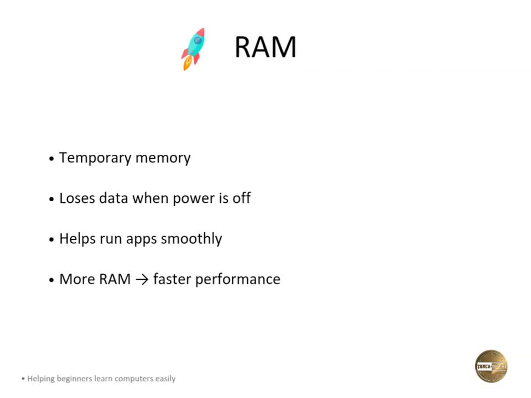Now, RAM means random access memory. RAM is temporary. Computer off madidre data all clear. More RAM is equal to faster performance. Apps open agodu, multitasking agodu, all depends on RAM.